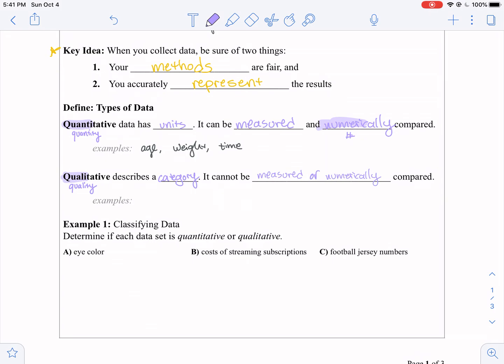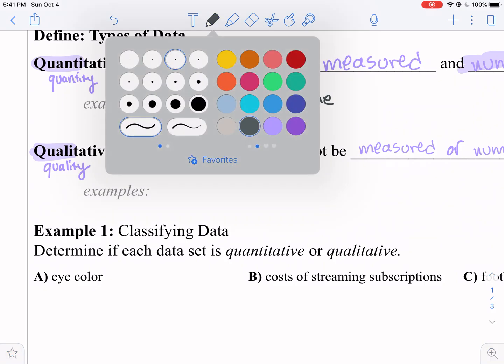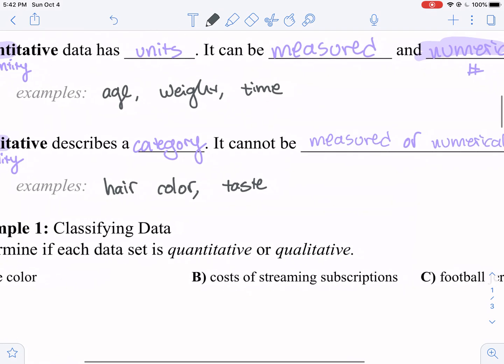Examples of qualitative data are things like hair color. There's no clear definition between what's blonde and what's not. For example, some people would consider me blonde, but I don't think I am. There's also taste. You can't quantitatively measure taste. I just say, oh, it's sweet, or I like it.